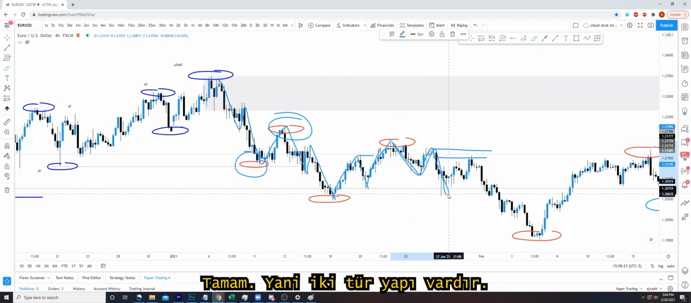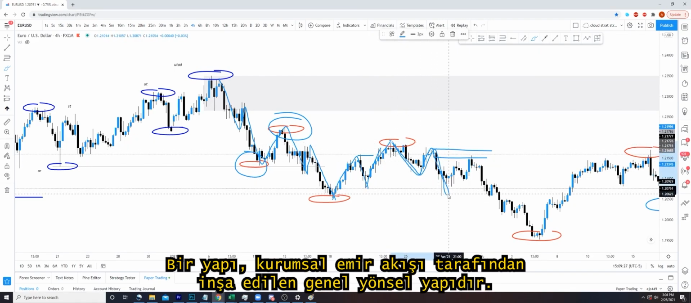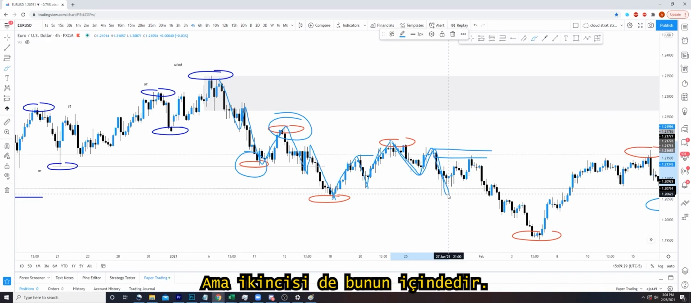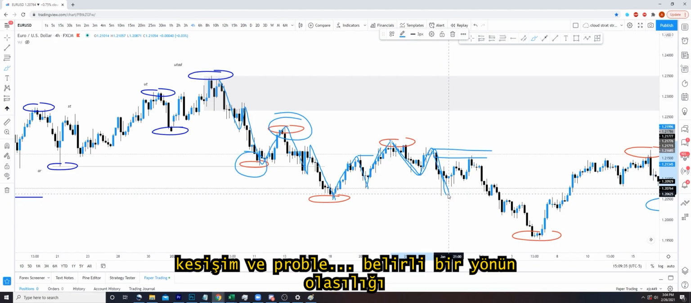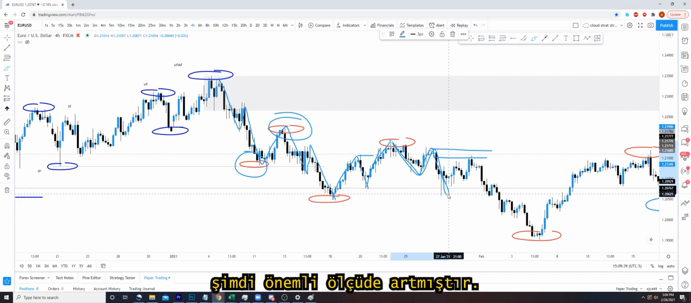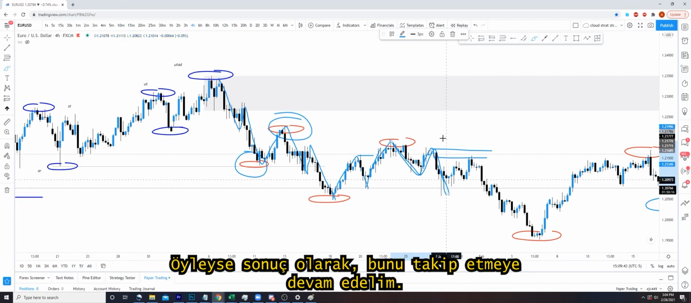So there's two types of structure. One structure is overall directional structure, which is built by the institutional order flow, but the second one is also based within that, but it's based on the actual candle movements. And when you have those two come together, your confluence and probability of a given direction has now increased substantially. So as a result, let's keep following this.